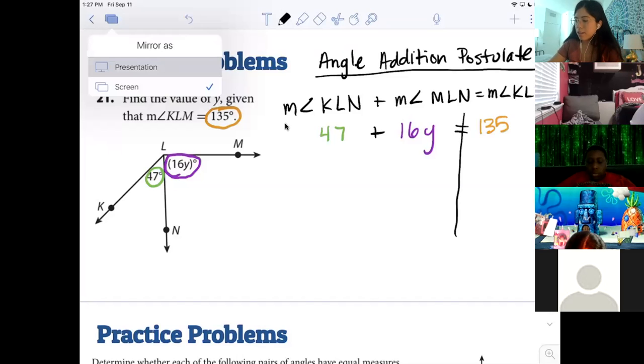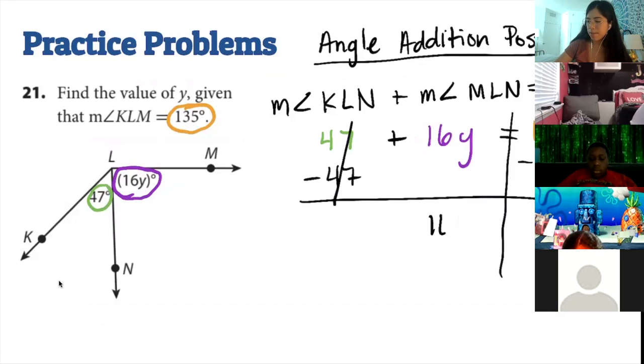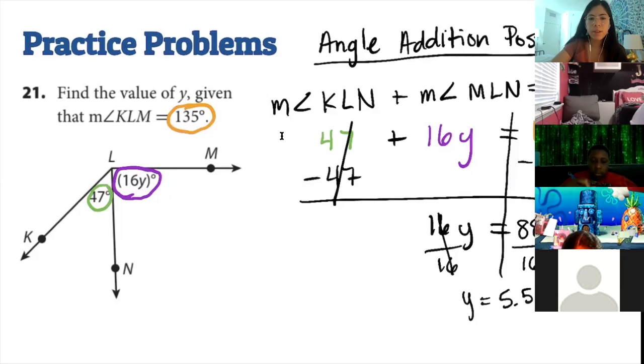Okay. All right, so yes, my final answer is 5.5. Would anyone like for me to go over how I got that? Yes, please. Yes, okay. I'm going to subtract 47 from both sides. This is a simple equation, guys, 2 steps. Subtract 47 from both sides, I have 16y, and then 135 minus 47 gives me 88, and then I divide by 16. Okay, I got it. 5.5 degrees. Any other questions?